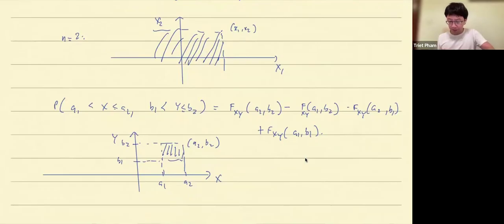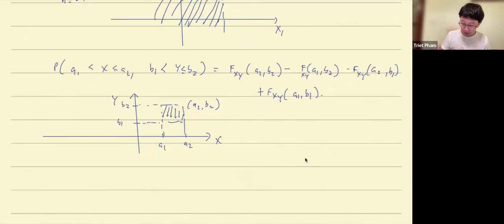Now, when we have discrete random variables, if X, Y are both discrete, then we have the joint probability mass function.